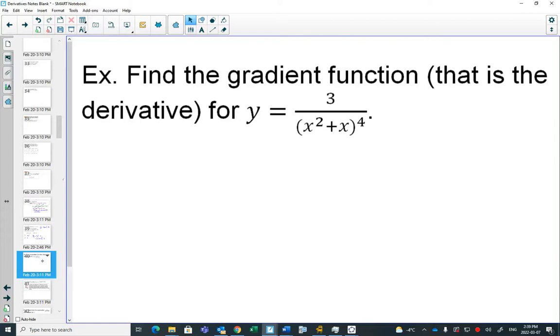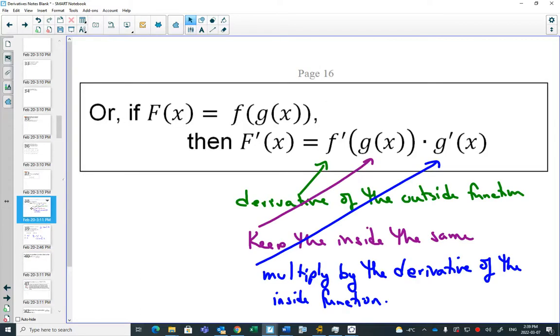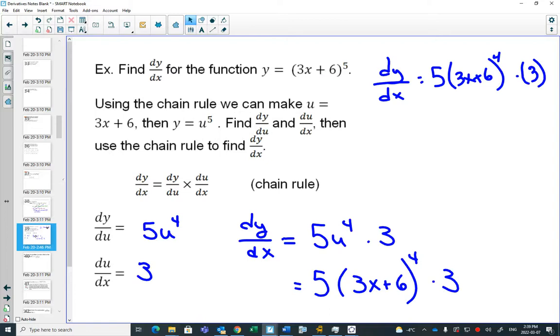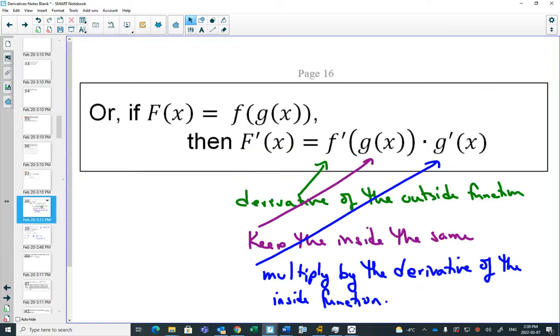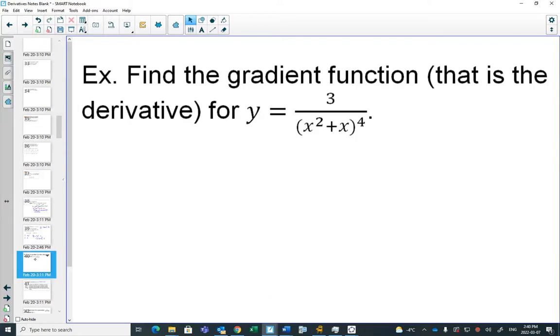You have to still use the chain rule, but this is the chain rule. You can choose, if you really like this substitution, that's perfectly fine. But I'm going to say, over time, I think you'll like the steps better. Okay?